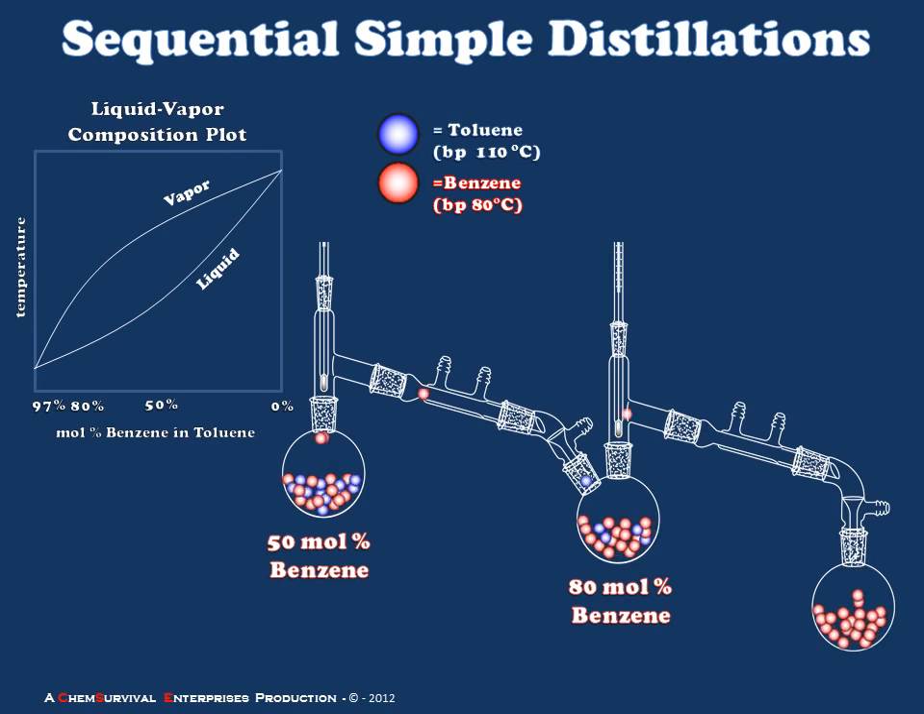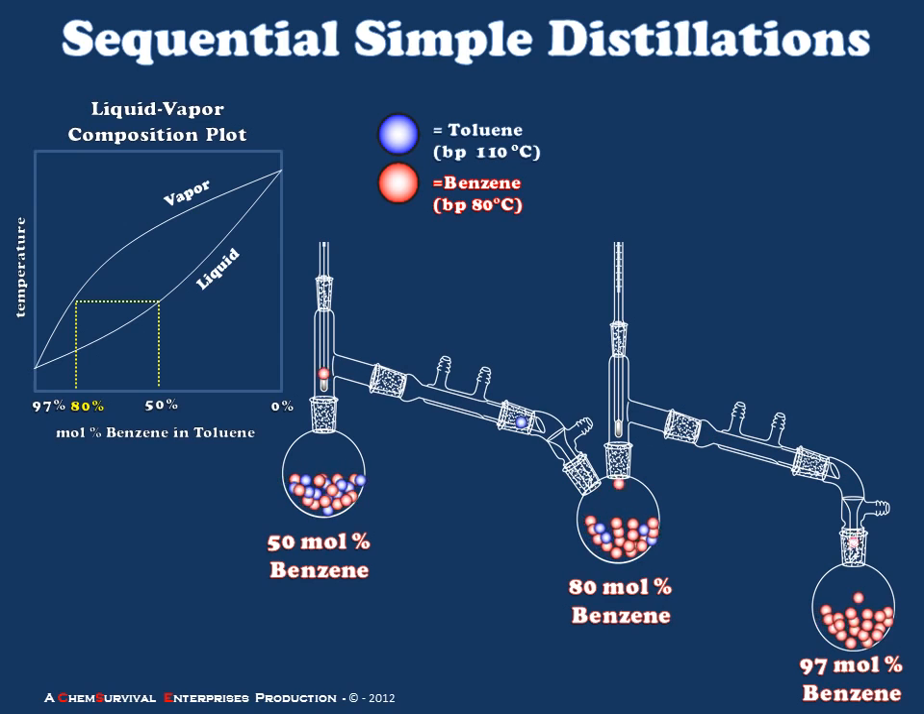The reason for this can be seen in the liquid vapor composition plot to the left. If I begin with a 50 mole percent liquid, I expect to collect an 80 mole percent vapor. Now if that vapor is then condensed and redistilled, I'm starting from the liquid portion of that 80% line, meaning I get another step along the liquid vapor composition plot, reaching a position on the phase diagram where it's approximately 97 mole percent benzene.